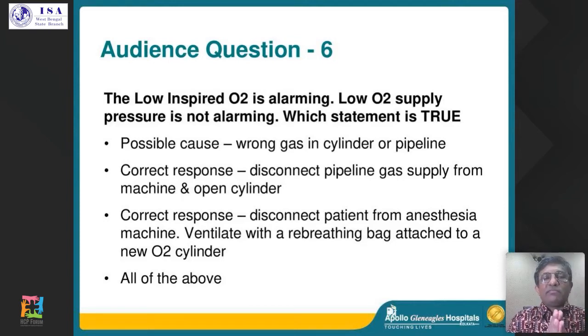So if you have a scenario where the inspired oxygen concentration alarm is alarming, but the oxygen supply pressure is not alarming, then which of the following is true? It may be because of a wrong gas in a cylinder or in a pipeline. The correct response could be disconnecting the pipeline gas supply from the anesthesia machine and opening the cylinder and then continuing. The correct response could be to disconnect the patient from the anesthesia machine, ventilate with a rebreathing bag and attach to a new oxygen cylinder. Or do you think all of the above are correct responses?